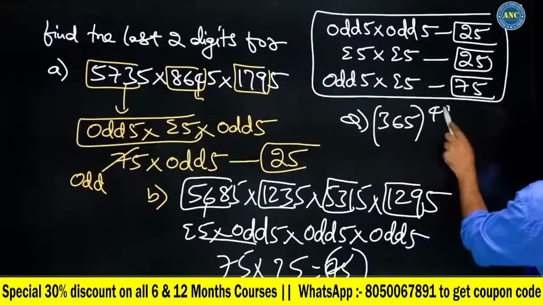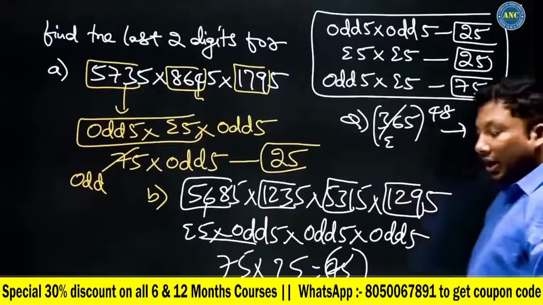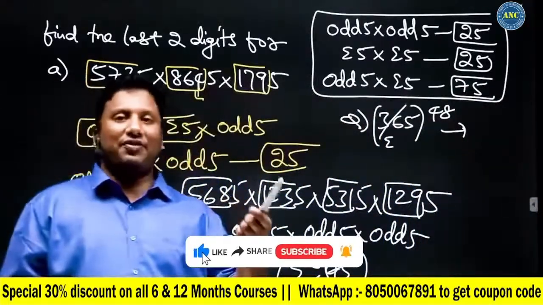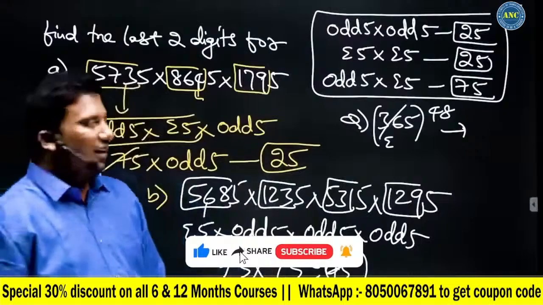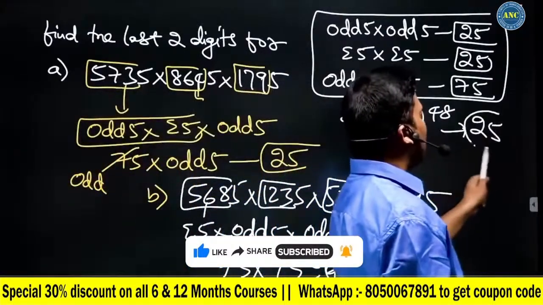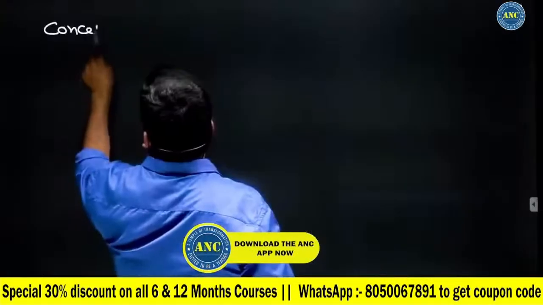365 power 48. Please tell me the answer. 36 is an even number. Even 5 into even 5 is 25, into even 5 is 25, into even 5 is 25. So even 5, even 5, even 5. The last 2 digits are always 25. Write down the examples in the same order.